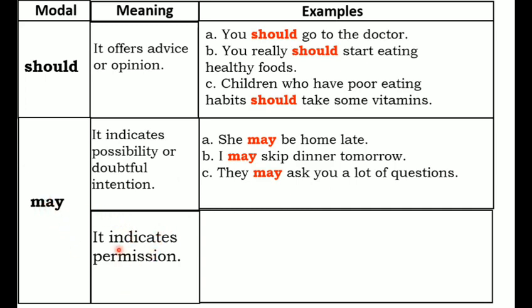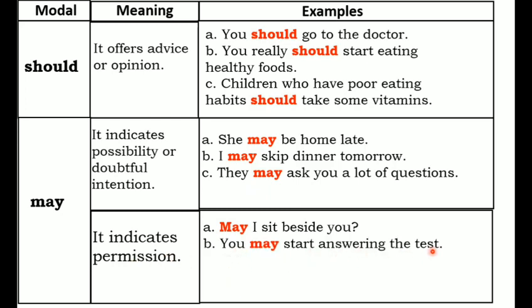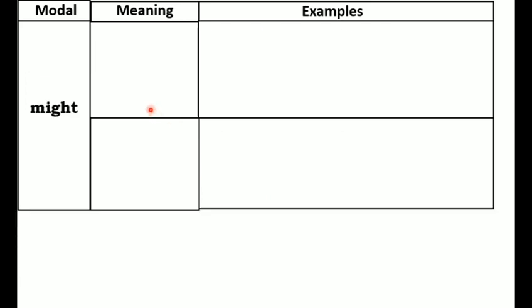Next meaning for may is it indicates permission. Example, may I sit beside you? Okay, it indicates permission. You may start answering the test. Another permission. May I have the last slice of the cake? Okay. Now, next modal is might.